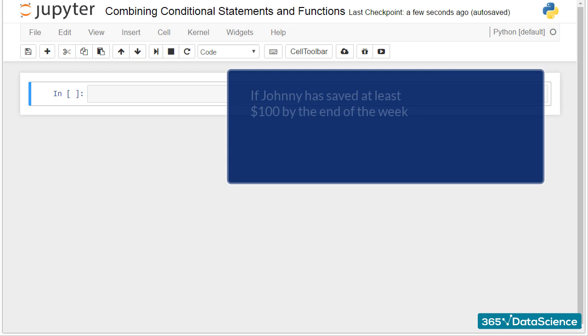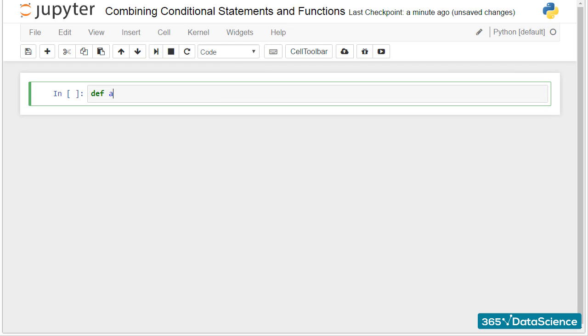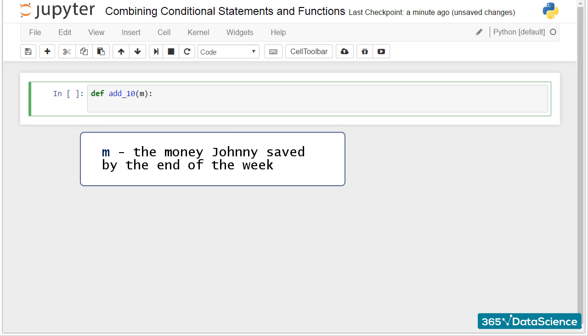Johnny's mom told him that, by the end of the week, if he has saved at least $100, she would give him an extra $10. If he did not manage to save at least $100, though, she would prefer not to give him the extra cash. Clear? Now, let's define a function called add10, which takes as a parameter the unknown m that represents the money Johnny saved by the end of the week. What should we tell the computer to do?